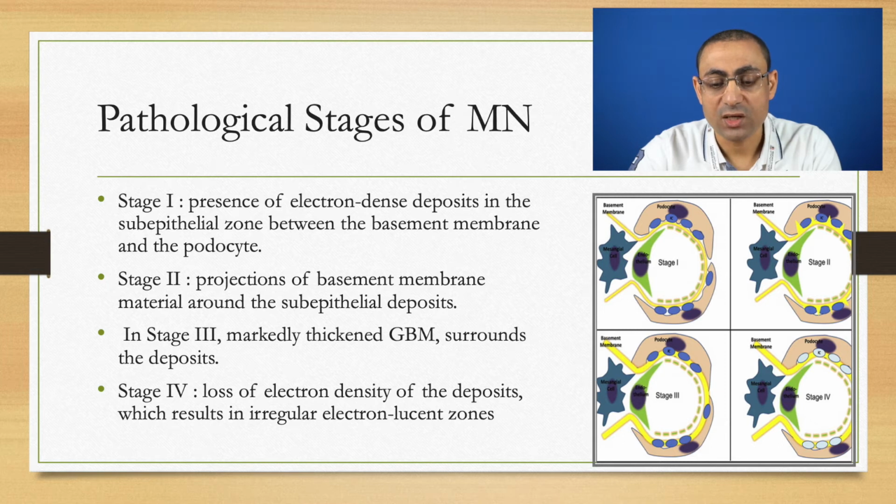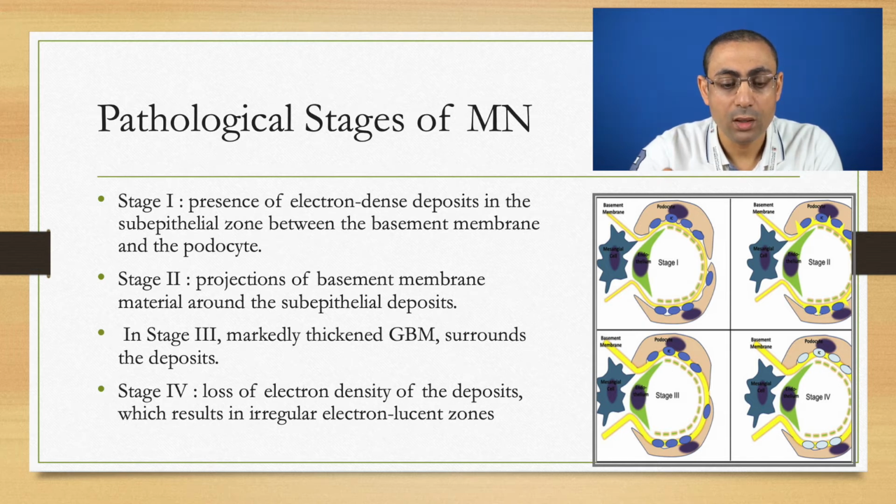We have 4 stages. Stage 1 is the presence of electron dense deposits in the subepithelial zone between the podocytes and the basement membrane. With progression of the disease, in stage 2, the basement membrane makes projections around the subepithelial deposits. With more progression, in stage 3, there is marked thickening of the glomerular basement membrane, completely surrounding the deposits. In stage 4, the dense deposits lose their electron density, causing irregular electron lucent zones.